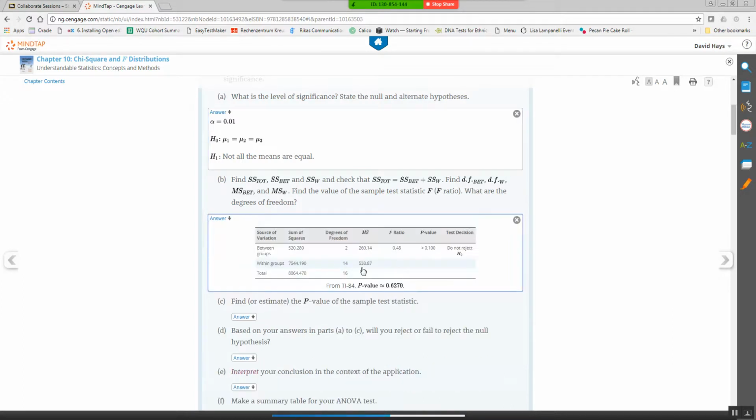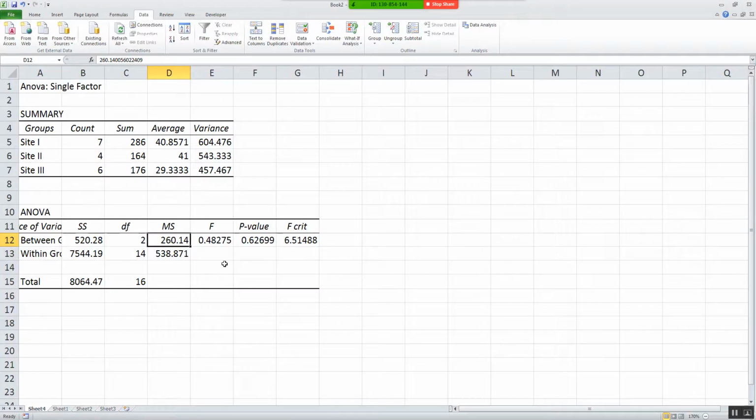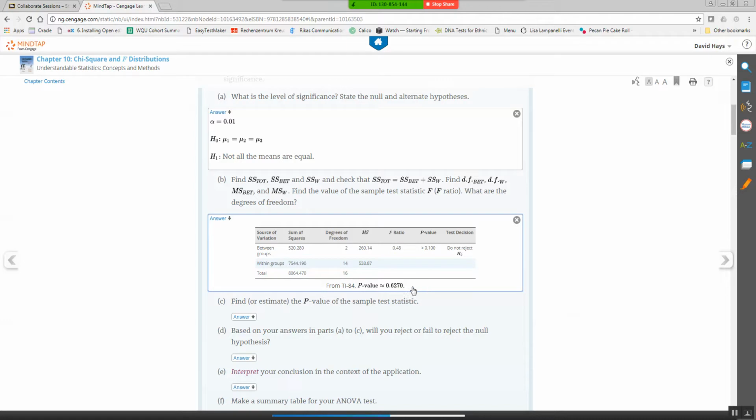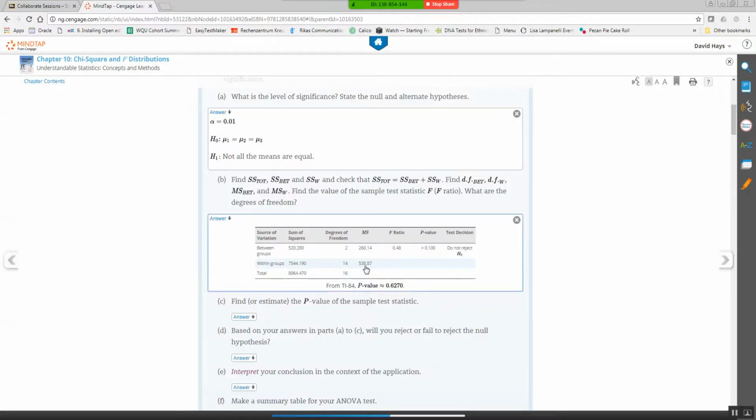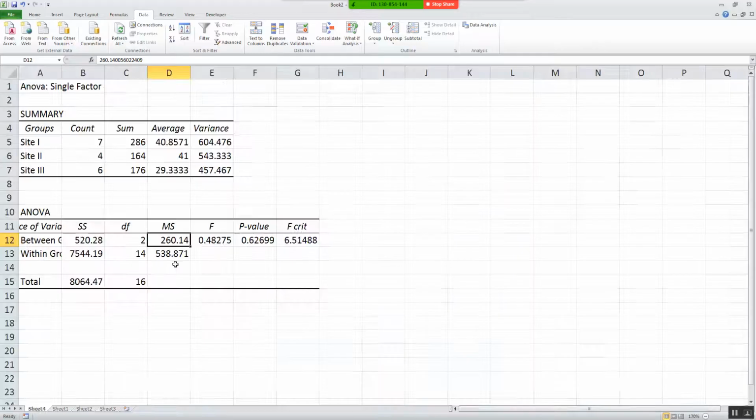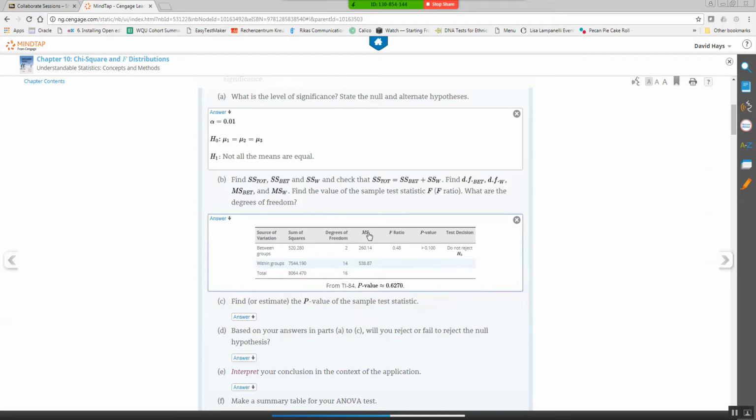Now, some of these values, when they ask about them here, you don't need to really worry about that. Some of them are given to you by the program. So when you come here, you can find the values on here. And there's 260.14. 538.87. 538.87 is right there. See the MS column? That corresponds to the MS column here.